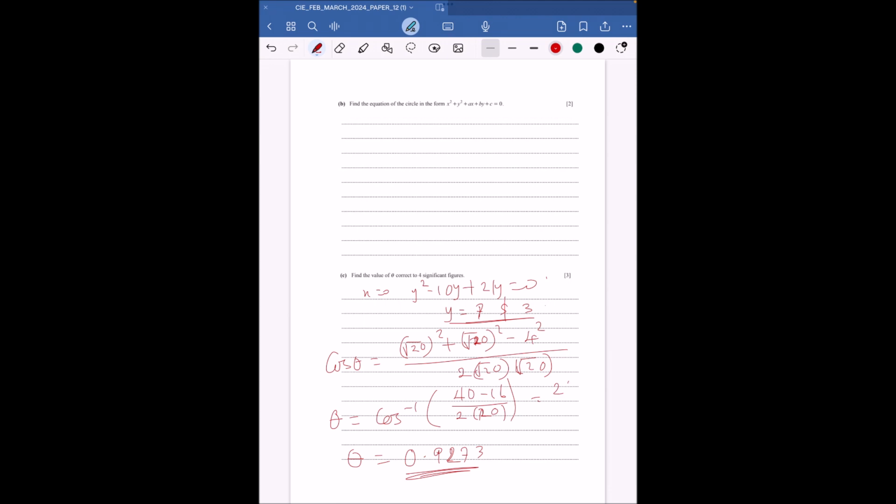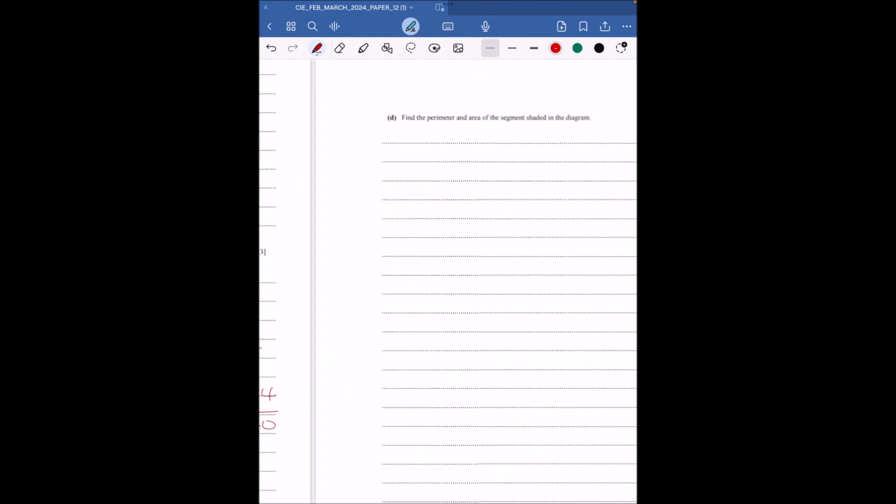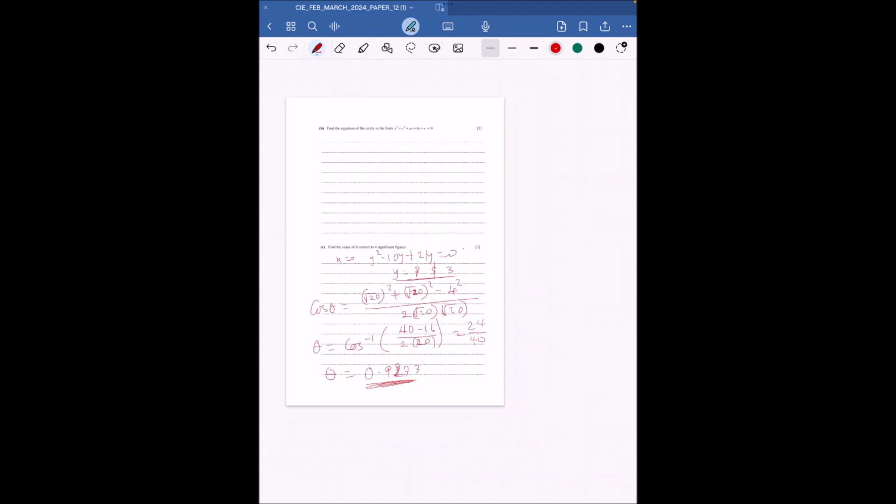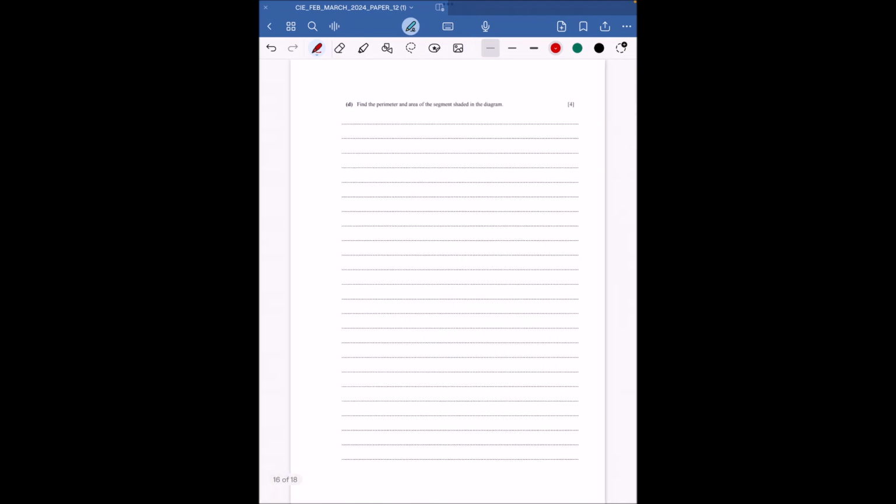This will be 24 over 40. So shift cos of 24 divided by 40. Yes, so that's my answer. That's my answer.